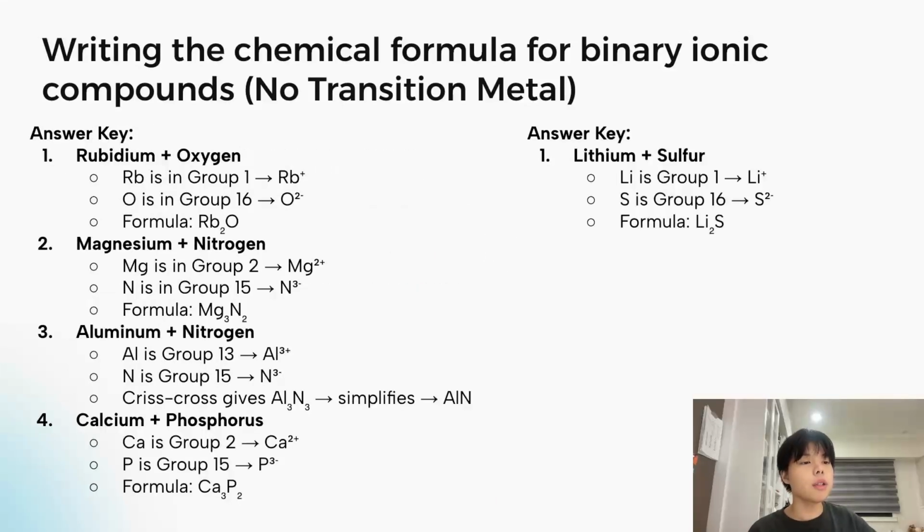So here's the answer. As an example, I will do a few. For example, in magnesium and nitrogen, Mg is in group 2, right? So the oxidation number is 2 plus. N, as nitrogen, is in group 15, so the oxidation number is 3 minus. We do our crisscross method, right? So the charge of Mg becomes the subscript of N, and the charge of N becomes the subscript of Mg. So we get Mg3N2.